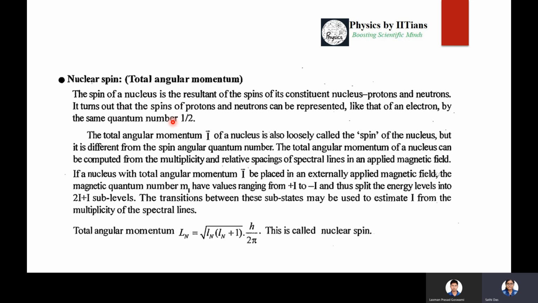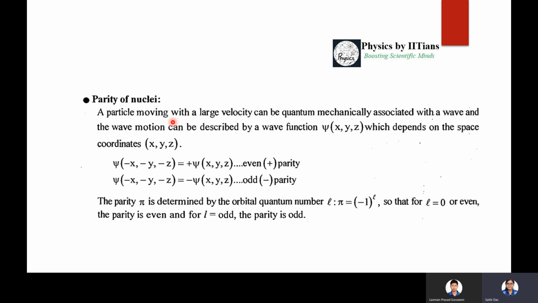So nuclear spin we have already discussed. Now parity of nuclei, you all should know about this parity. There are two kinds of parity possible, basically even parity and odd parity. If on exchange of coordinates, that is psi of minus x, minus y, minus z, the wave function comes back to its original value, that is psi of xyz, this is called even parity. But if psi at minus x, minus y, minus z does not give psi but gives minus psi of xyz, this is odd parity.